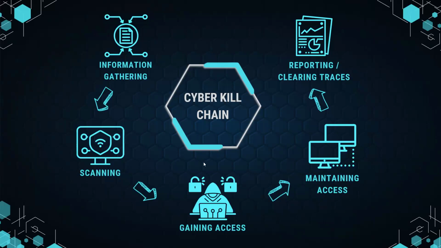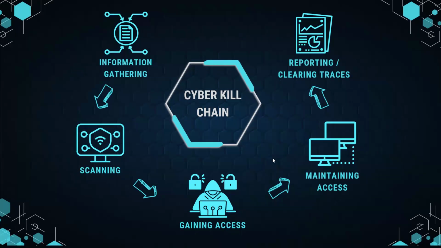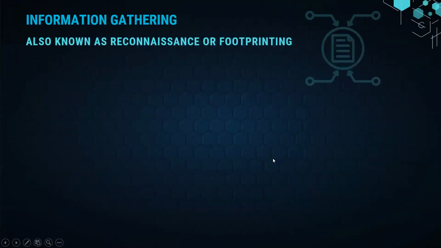Okay, assuming no questions, moving forward, let's talk about each of these steps one by one. So the first step in the hacking cycle is called information gathering. Cyber kill chain, whether you call it cyber kill chain or hacking cycle, it's one and the same thing as mentioned earlier. And the first step in that cyber kill chain is information gathering. Now, some organizations also refer to this step as reconnaissance or footprinting. So it's one and the same thing.